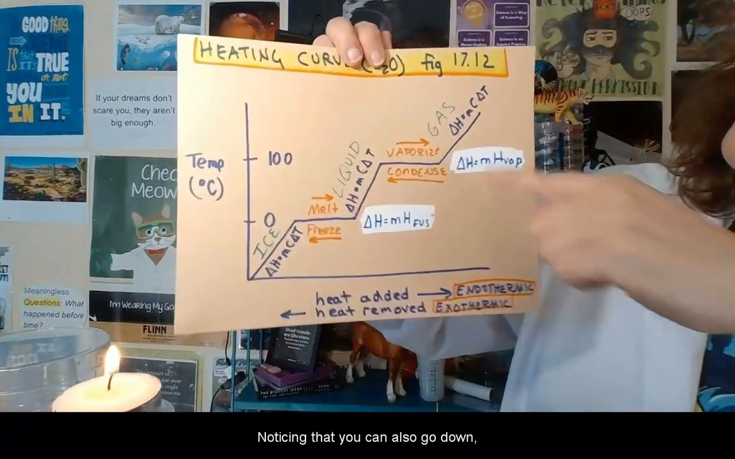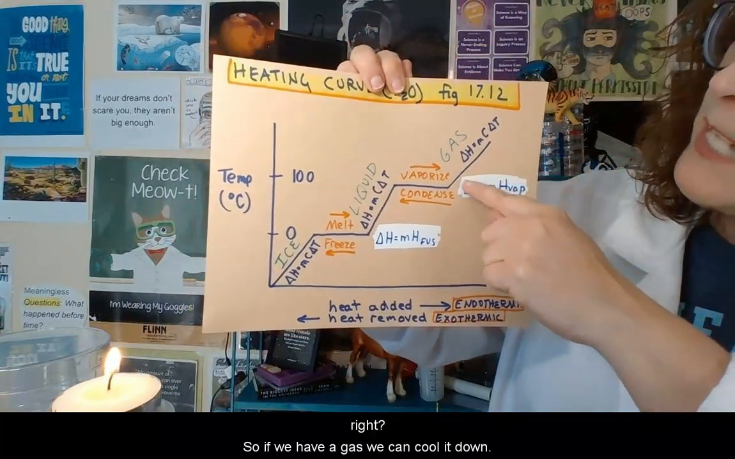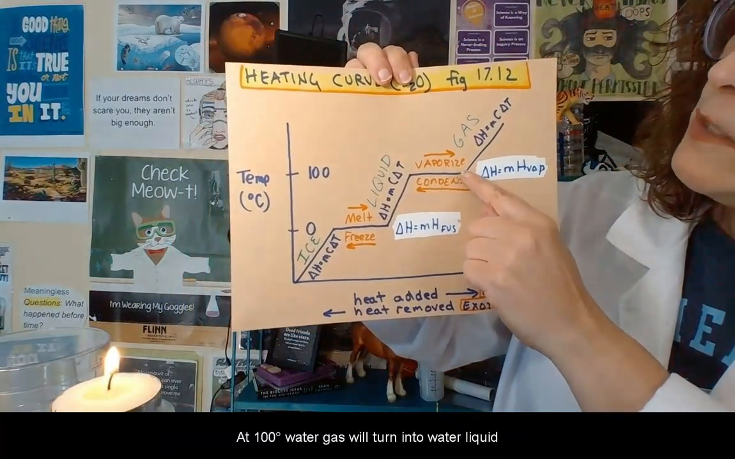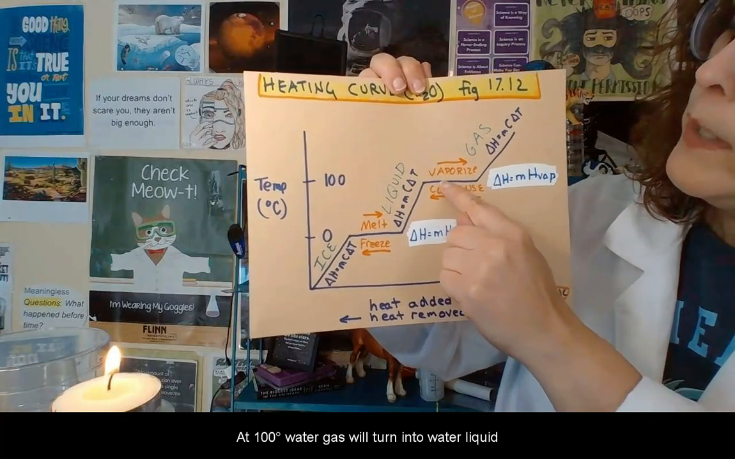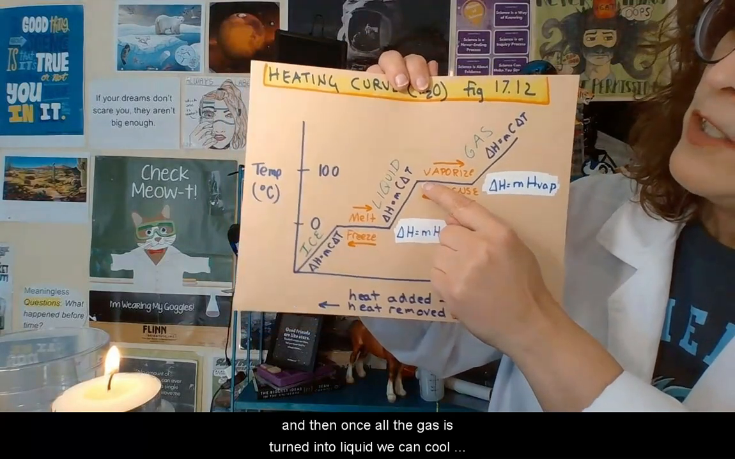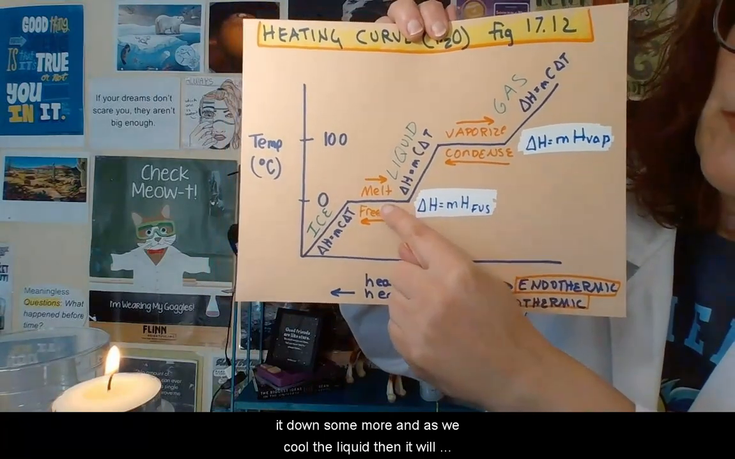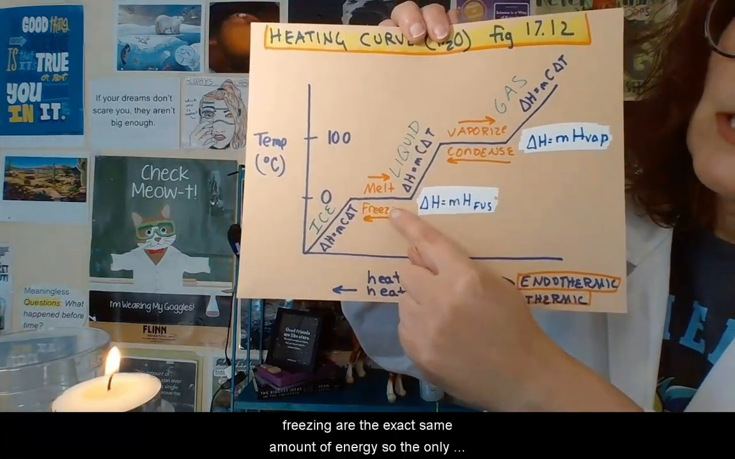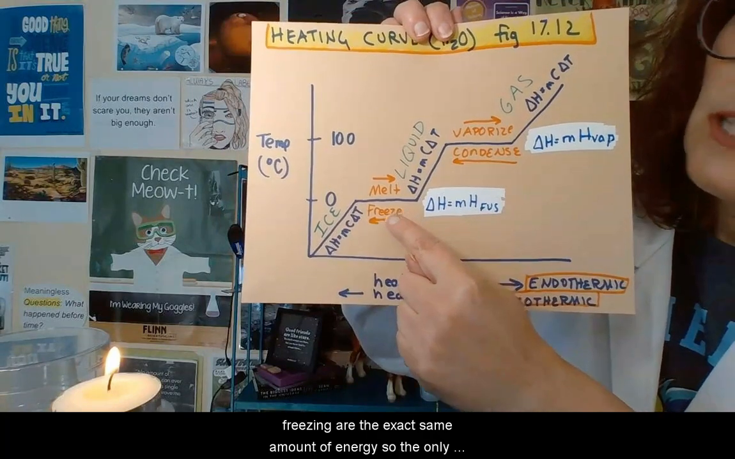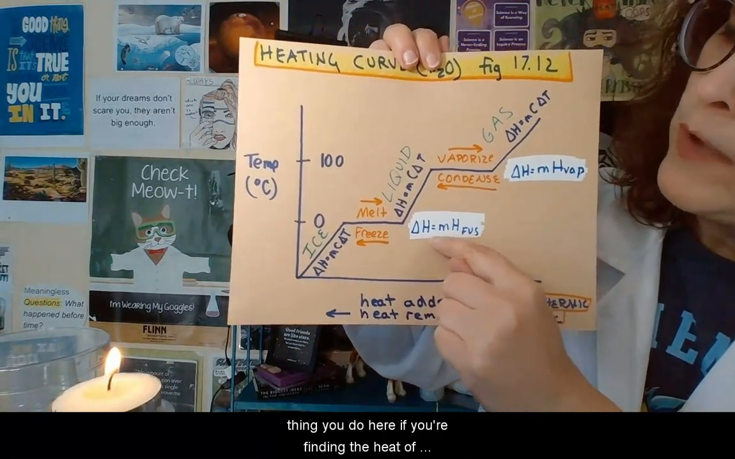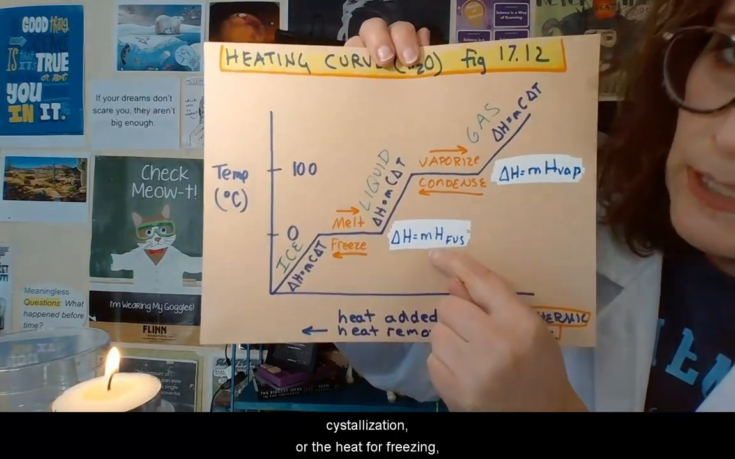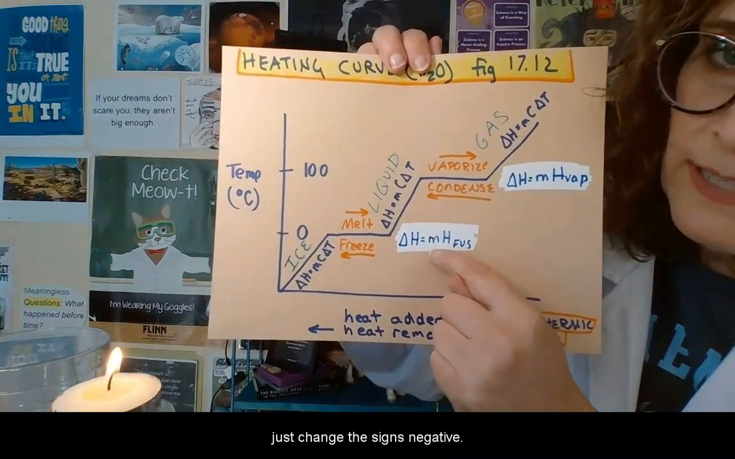Noticing that you can also go down, right? So if we have a gas, we can cool it down. At 100 degrees, water gas will turn into water liquid. And then once all the gas is turned into liquid, we can cool it down some more. And as we cool the liquid, then it will freeze. Notice that melting and freezing are the exact same amount of energy. So the only thing you do here, if you're finding the heat of crystallization or the heat for freezing, you just change the sign to negative.